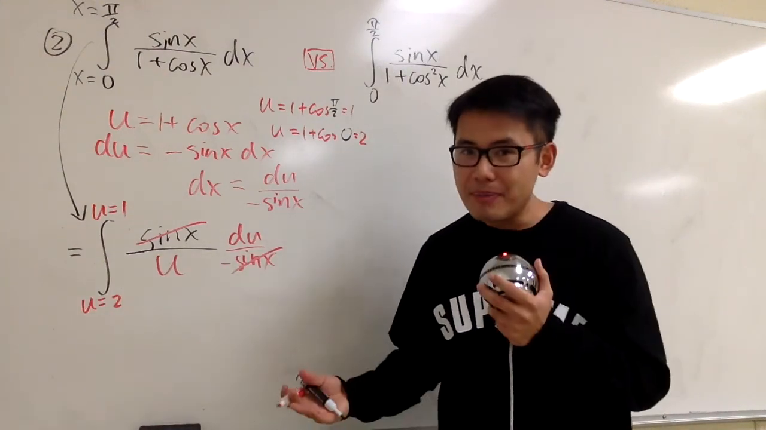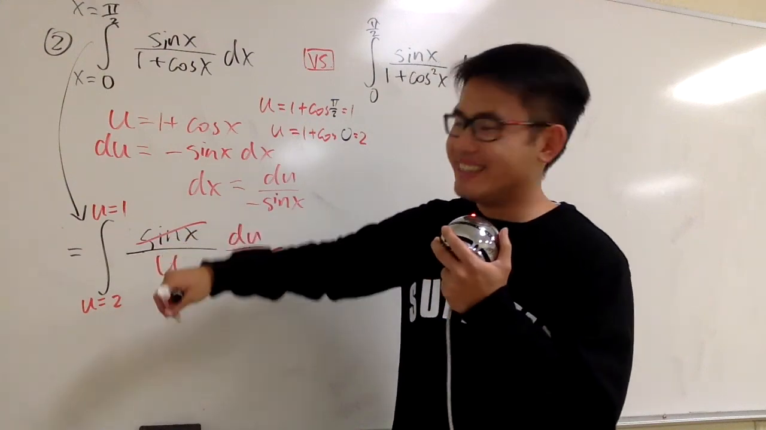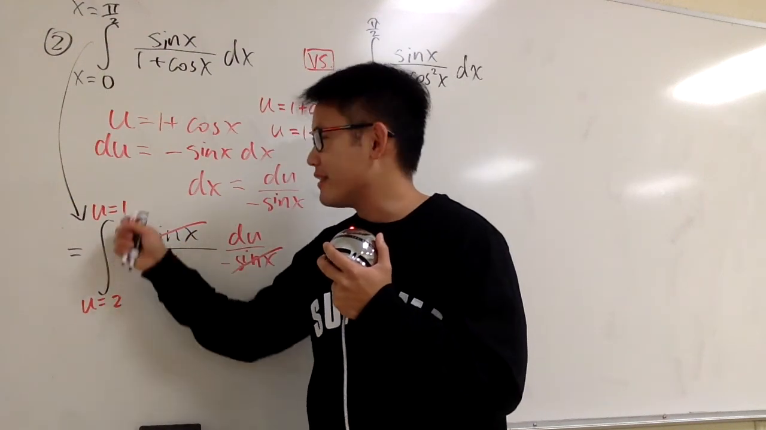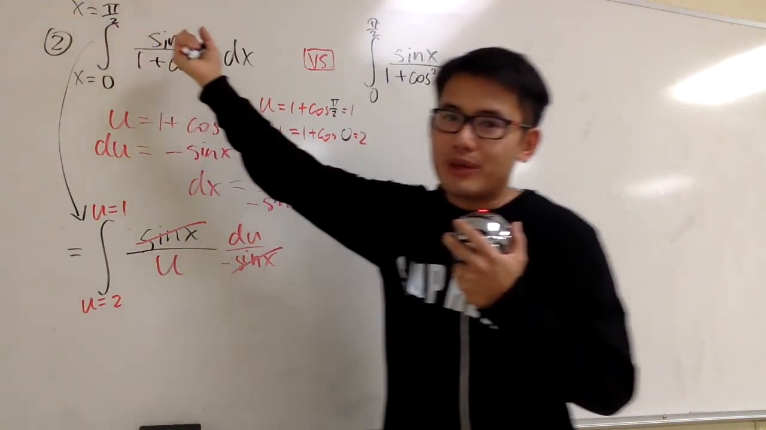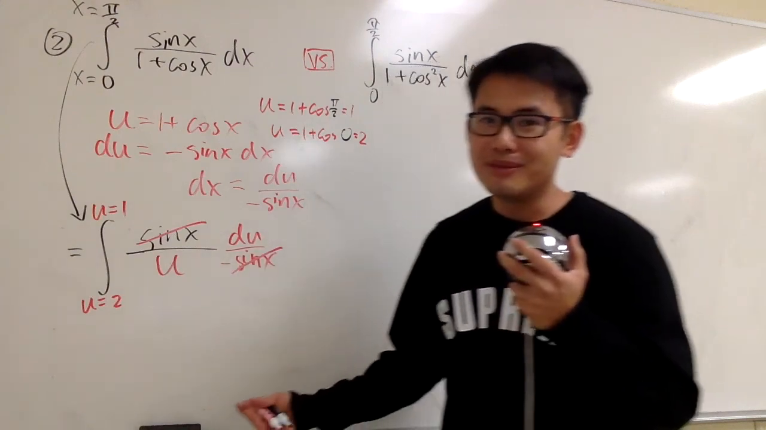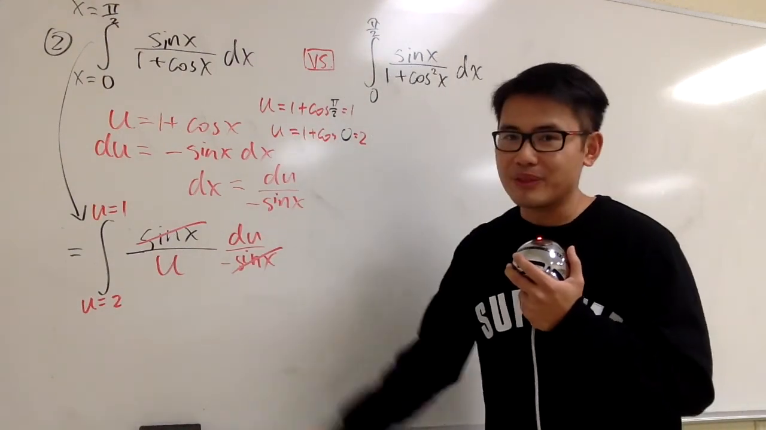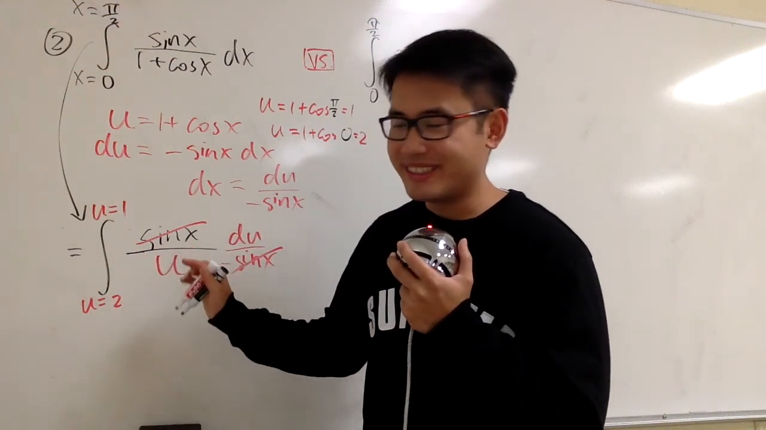Sometimes it may happen after we do the translations that this number is bigger than the top number. Earlier, 0 was smaller than pi over 2, right? But this time, the bottom number here, 2, is bigger than 1. It may happen, then you just have to work out this carefully. All right, now let's integrate this.